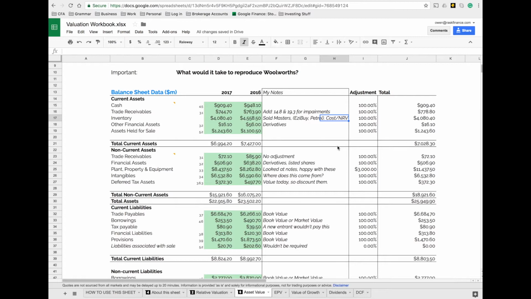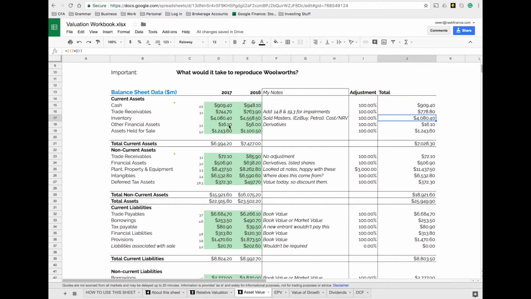Sometimes you can have first in, first out, last in, first out, and all different types of weird and wonderful accounting tricks that are played by companies and their accountants. Just for simplicity here, we've said that a new competitor entering this market to reproduce exactly what Woolworths has would need 100% of the inventory on its balance sheet, which is $4.08 billion.